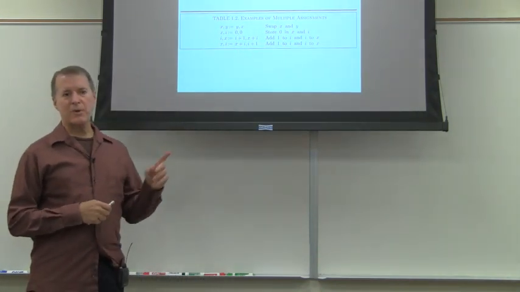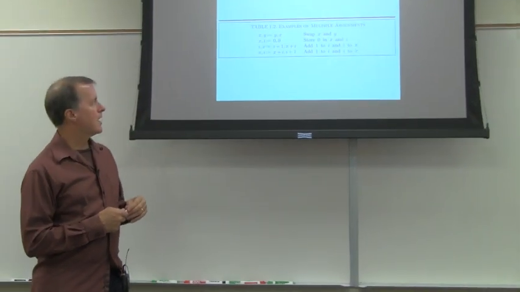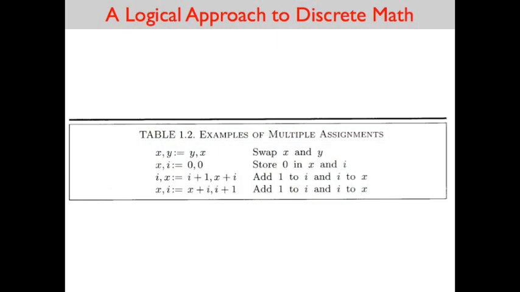I just want to show you two more slides before we go on to the next chapter. Table 1.2 in the book gives us examples of multiple assignments. In this table, this is not textual substitution. This is a programming statement, an assignment statement. In the programming language we're going to use in this course, the Guarded Command Language, GCL, we'll talk about it in more detail later.